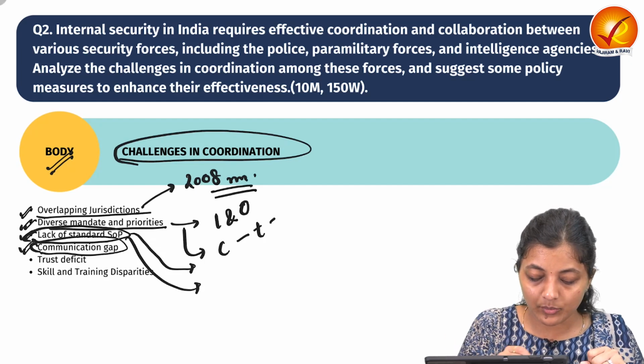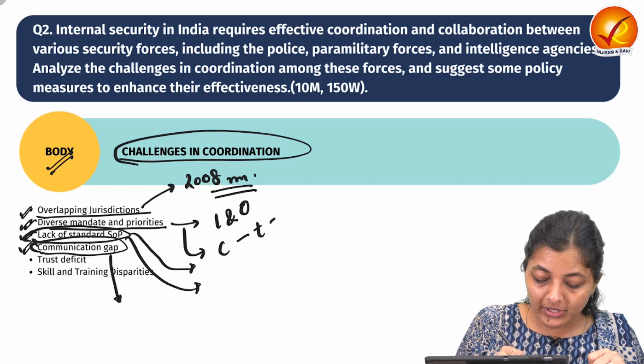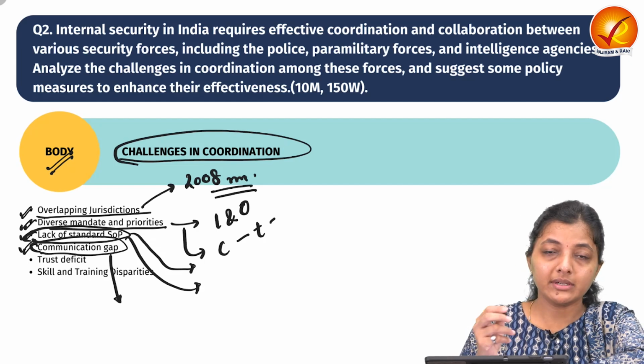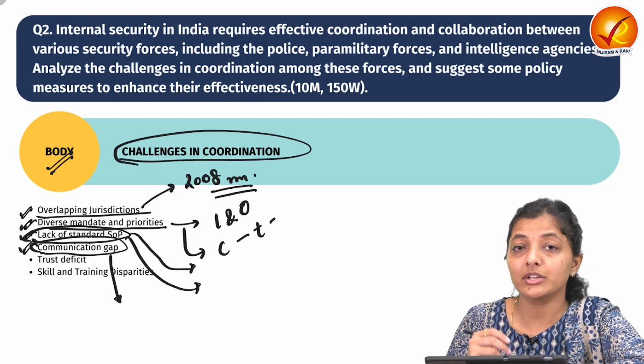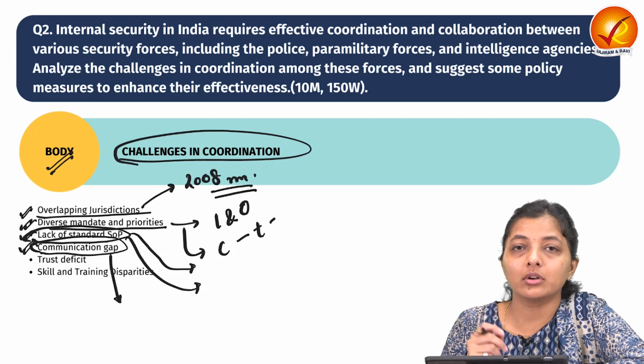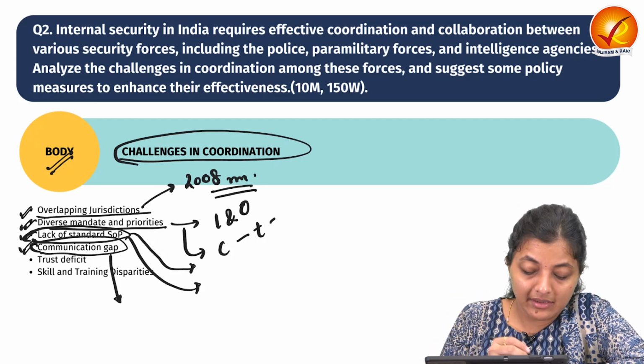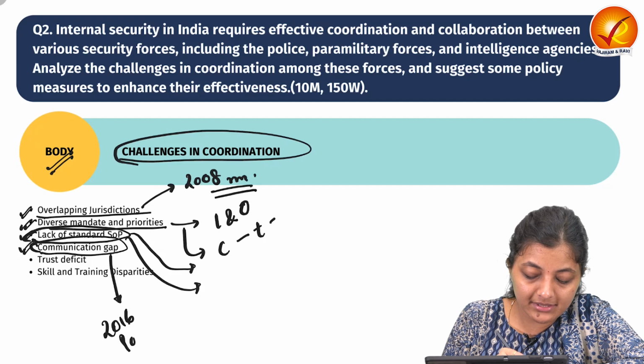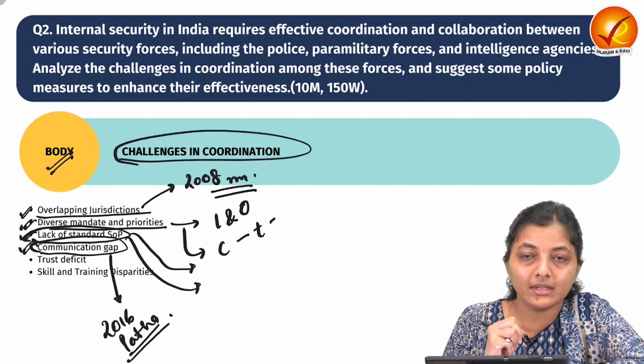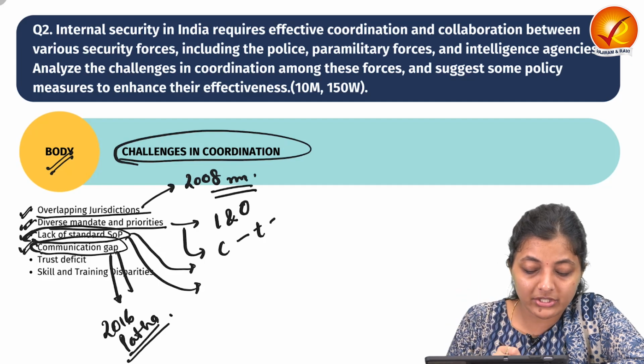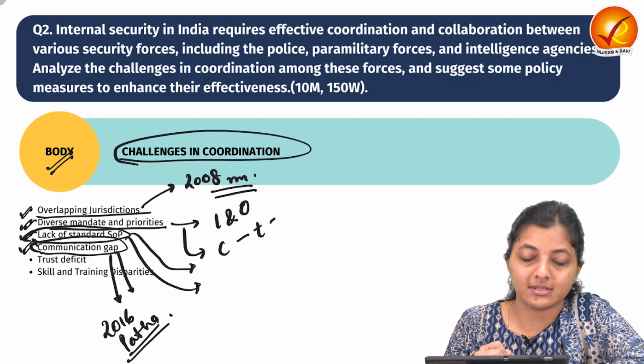Then next is the communication gap. The communication gap exists between the different security forces, and communication breaks down due to obsolete or outdated equipment. We saw this in the 2016 Pathankot attacks, which exposed that there is a huge communication gap between the different security forces.